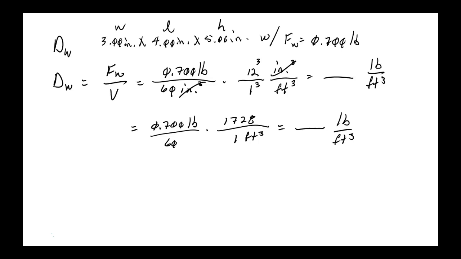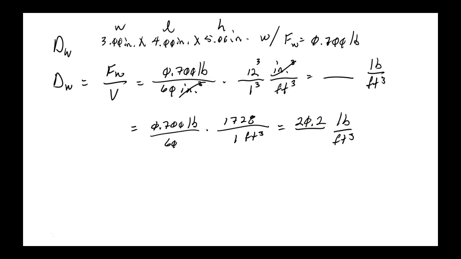So multiply 0.7 times 1728 and divide by 60. And what do you get? A little louder. 20.16? Is that what you said? So I'm going to put that as 20.2, because the 6 would round the 1 up to 2.